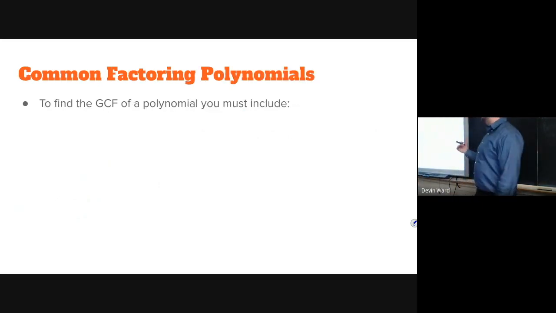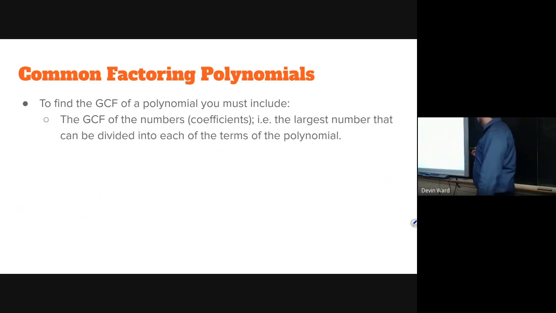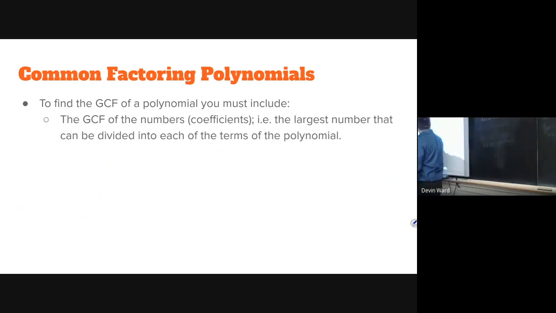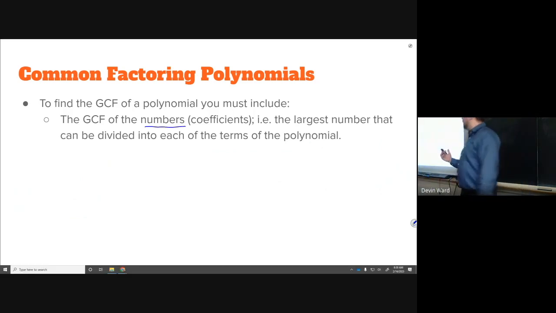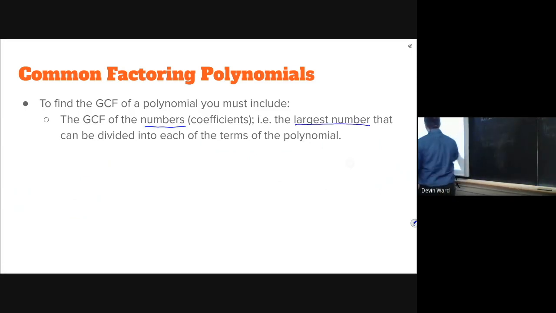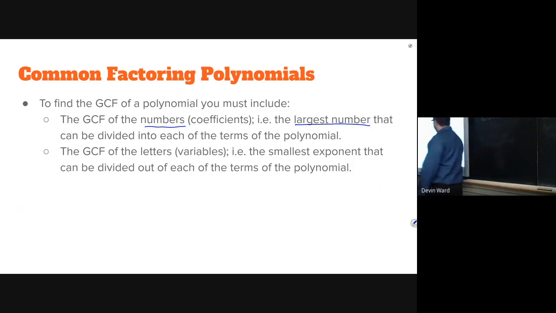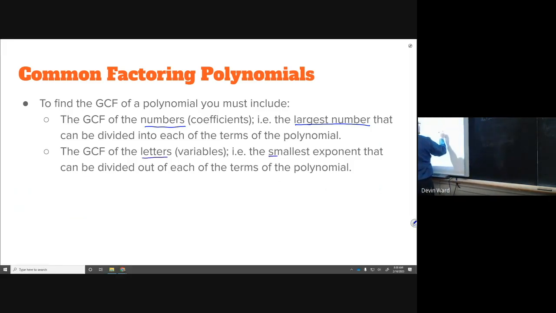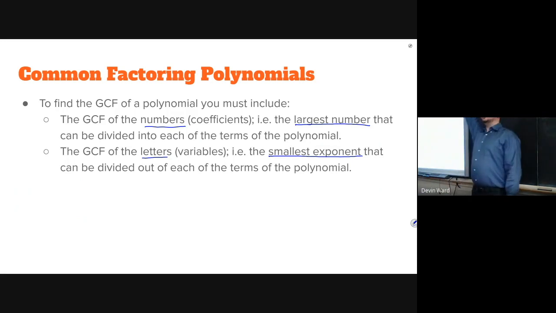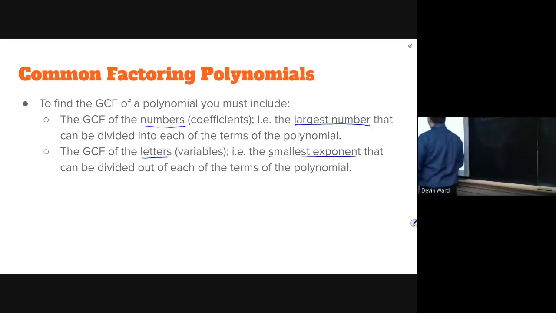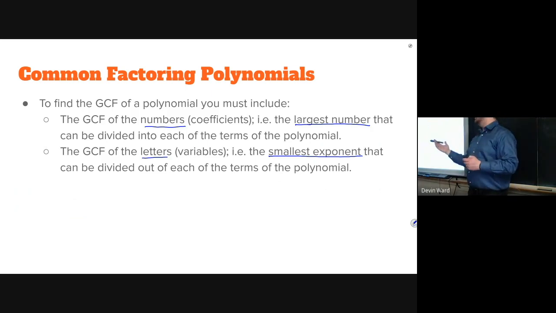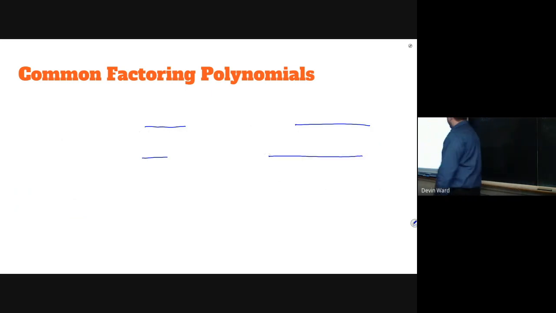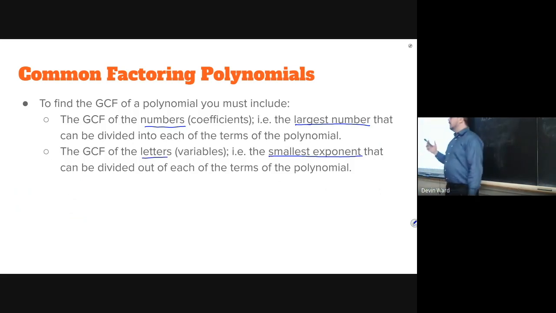Okay, so to find the greatest common factor, or GCF, of a polynomial, we have to include the greatest common factor of the numbers, so the largest number that can be divided into each of them, and the letters. And we want the smallest exponent of them. So biggest number, smallest exponent of the letters, and that's how we find the greatest common factor of the whole polynomial itself. So that's what we're going to look for in each of them.